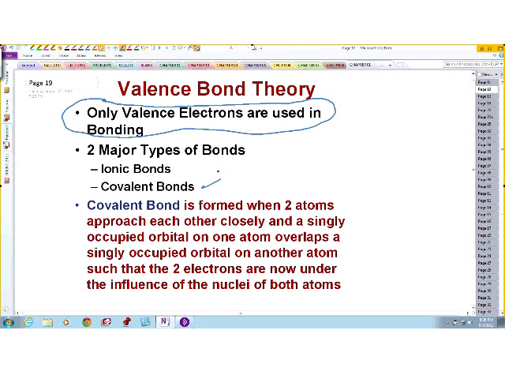Now, let us go back to the electronic configuration of carbon. The electronic configuration of carbon is 1s2, 2s2, 2px1, 2py1, okay? And we told you, how many valence electrons does carbon have? How many? 4. Carbon has 4 valence electrons, which will be in this valence shell right here.